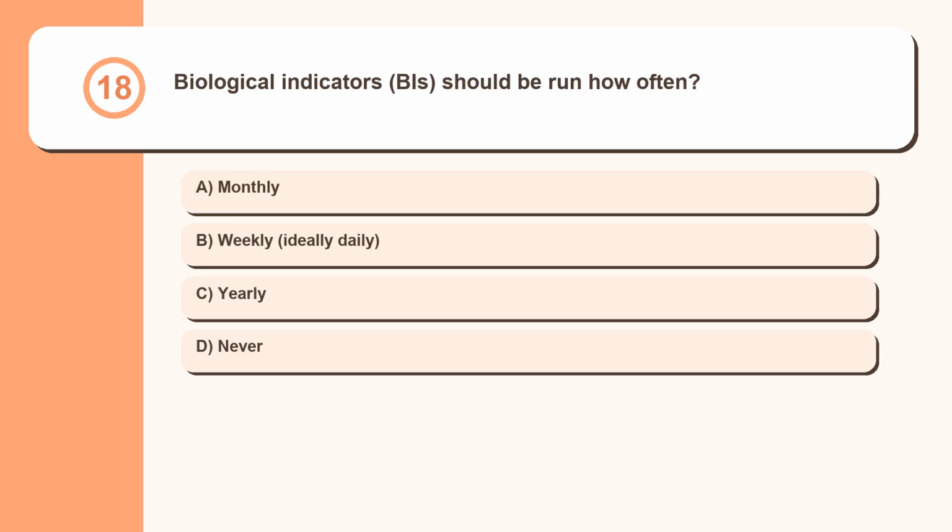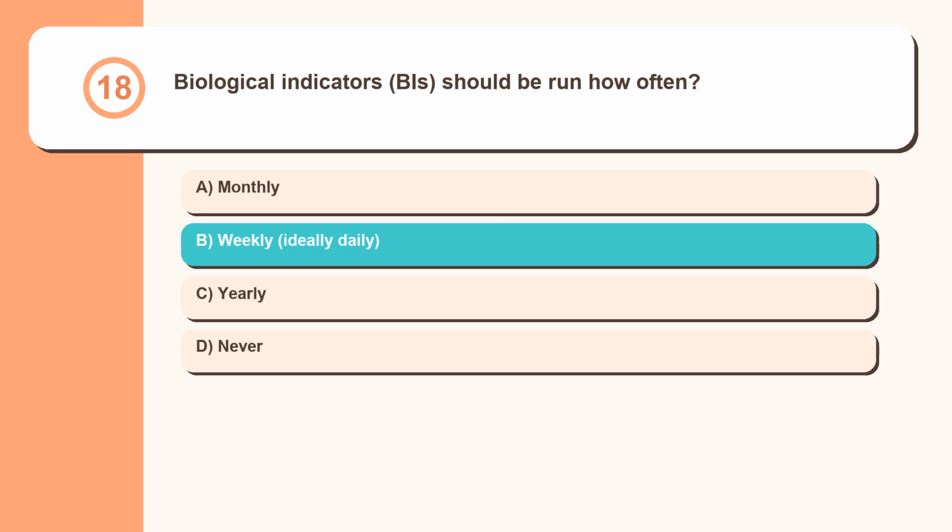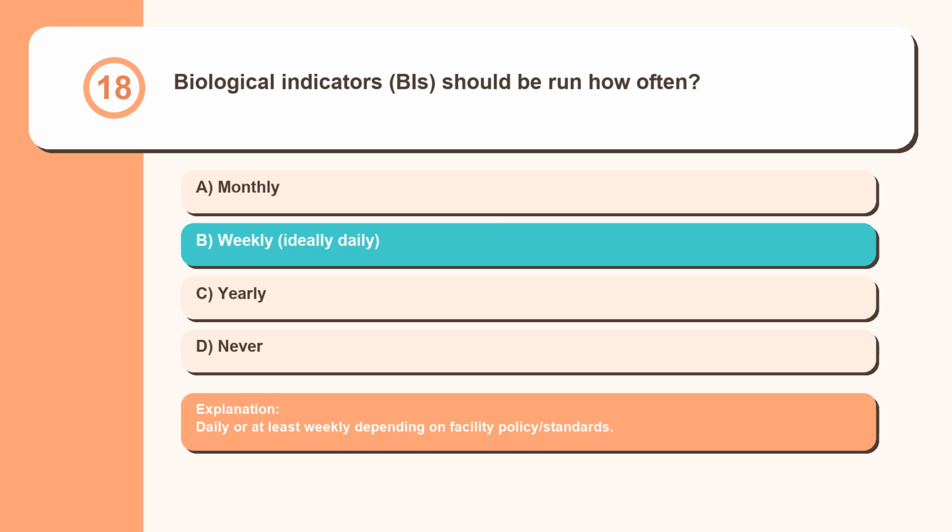Question 18. Biological indicators, BIs, should be run how often? Monthly. Weekly, ideally daily. Yearly. Never. Answer: daily or at least weekly, depending on facility policy/standards.